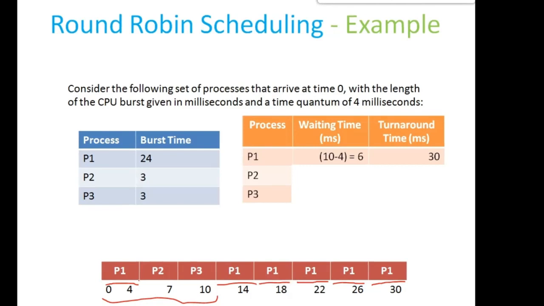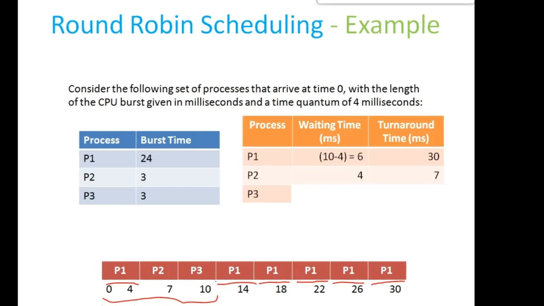Okay, then for process P3, P3 has waited until 7 milliseconds and got its turn to CPU, and then it has completed its execution at 10th millisecond. Okay, so the waiting time for process P3 is 7 milliseconds and turnaround time is 10 milliseconds.